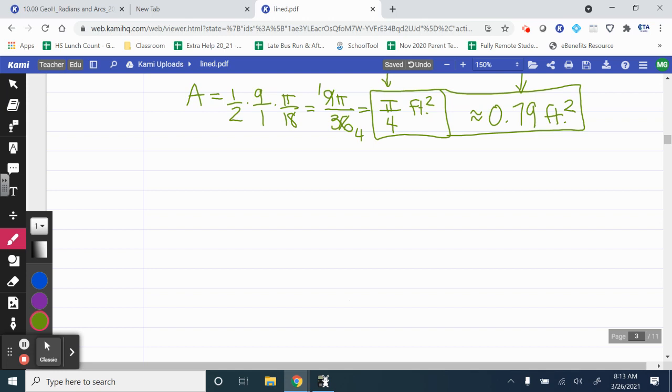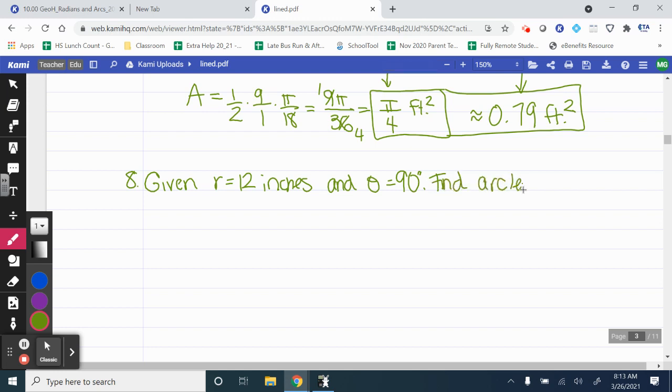All right. Now we're on to number 8. Given the radius is 12 inches and theta equals 90 degrees, find the arc length and area of the sector. So first, let's start with arc length.